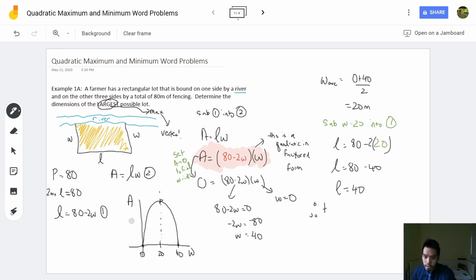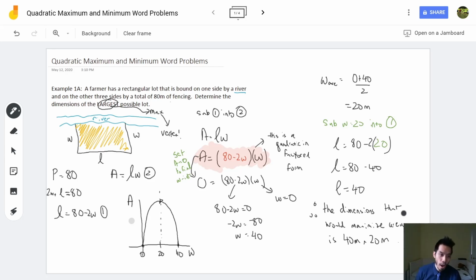The dimensions that would maximize area is 40 meters by 20 meters. And that's it. Okay. So how did we start?